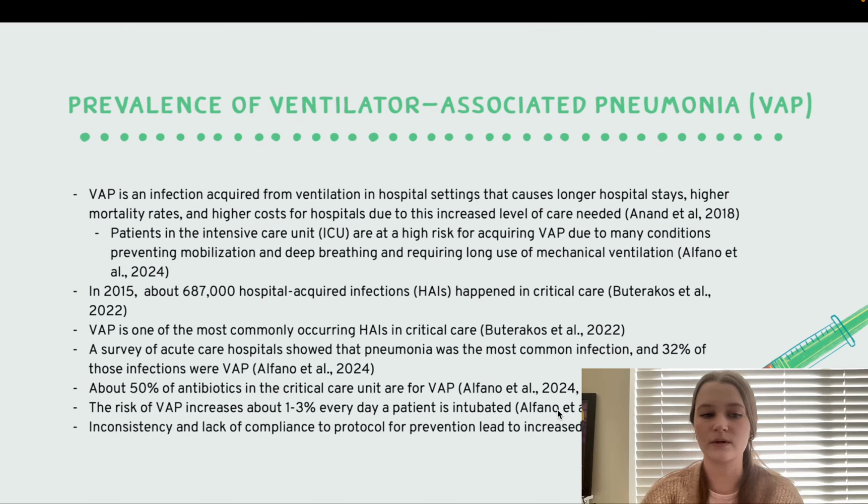A survey of acute care hospitals showed that pneumonia is the most common infection, and 32% of those infections were VAP. In the survey, it was found that about 50% of antibiotics in the critical care unit are for VAP. The risk of VAP increases about 1 to 3% every day a patient is intubated. Inconsistency and lack of compliance to protocol for prevention lead to an increased risk of VAP.